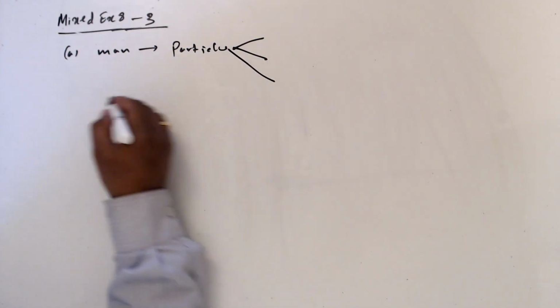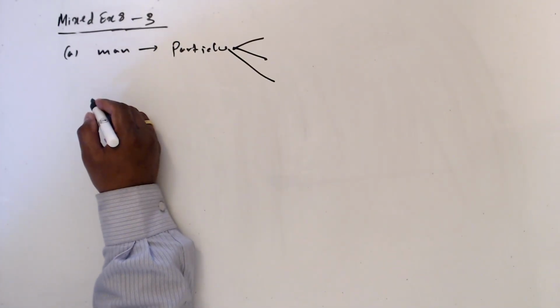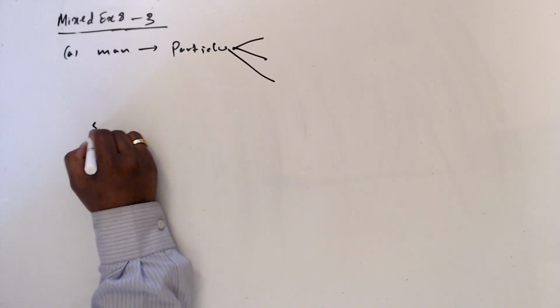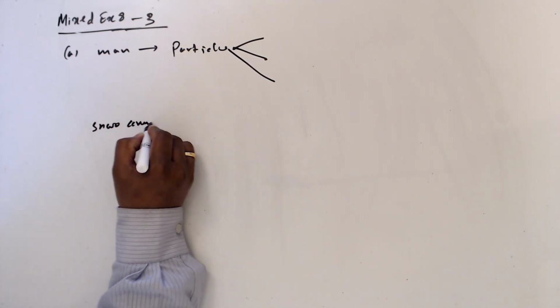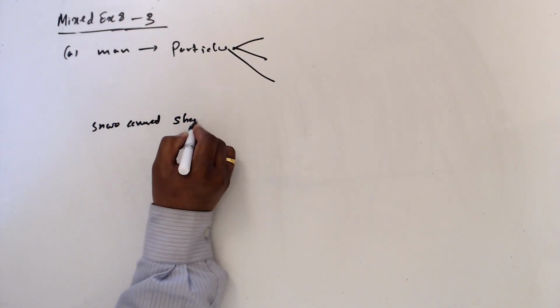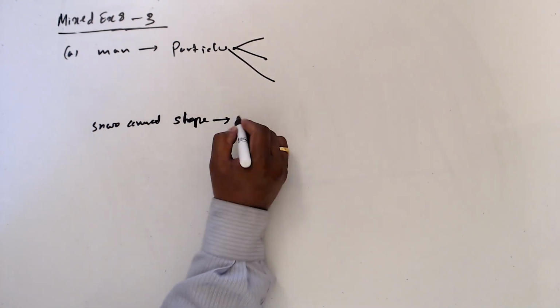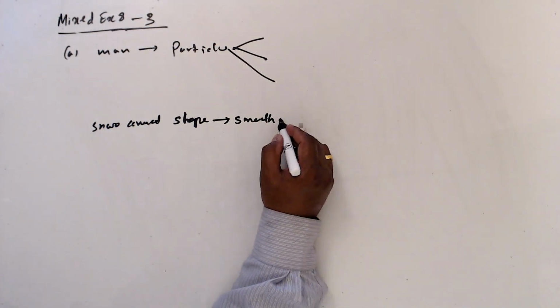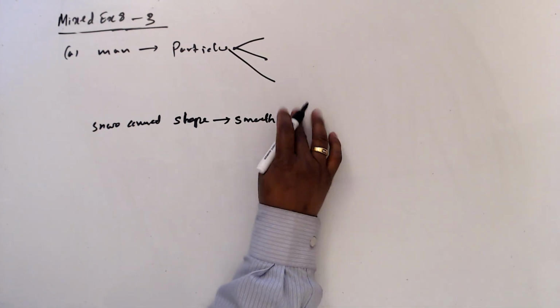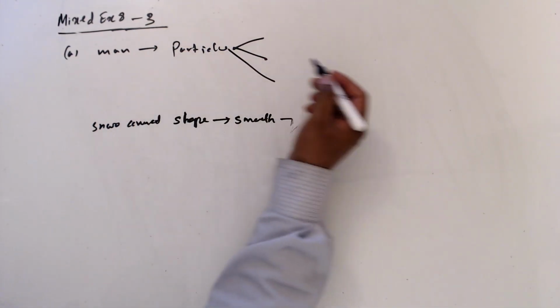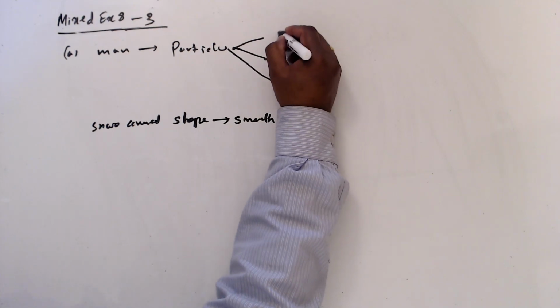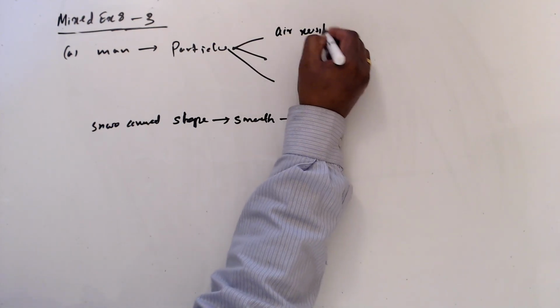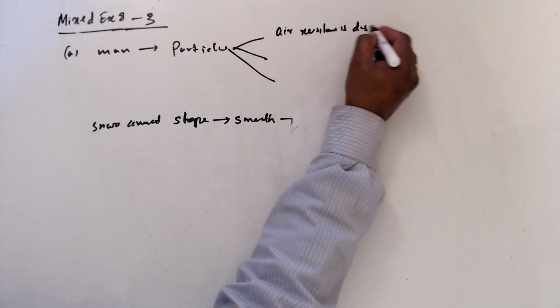Usually we have three assumptions for a particle. And the snow-covered slope, we can use smooth. Then we are expecting one thing to write here. So if it is a particle, air resistance is disregarded.